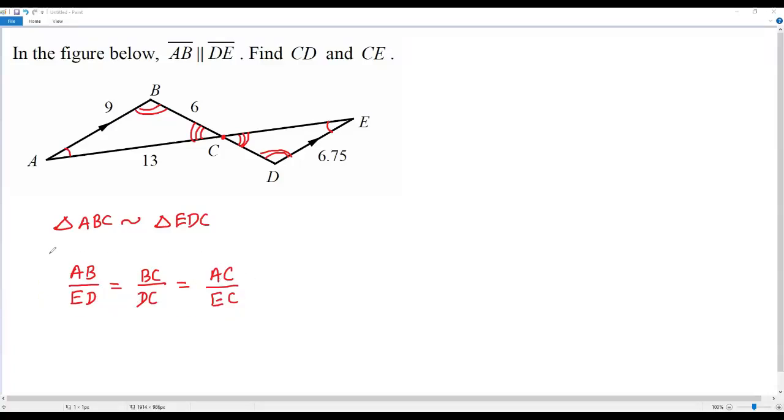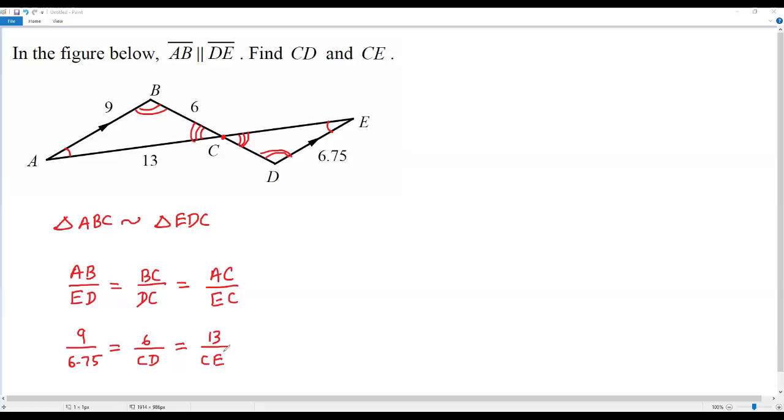Okay, now let me plug in the lengths. For AB, we know the length is 9, and for ED, the length is 6.75. For BC, I know the length, it's 6. For DC, I do not know the length, and instead of DC, we can write CD, because we have to find CD. DC and CD are the same. The length of AC is 13, and the length of EC is unknown, and EC can also be written as CE, because both are the same.